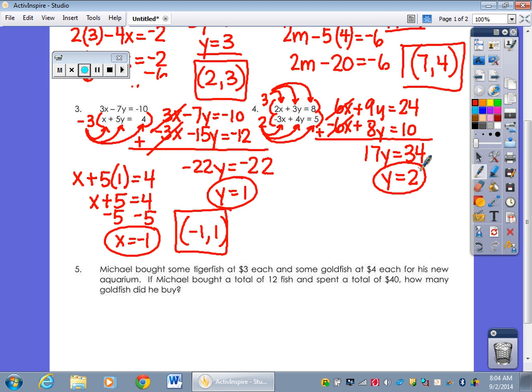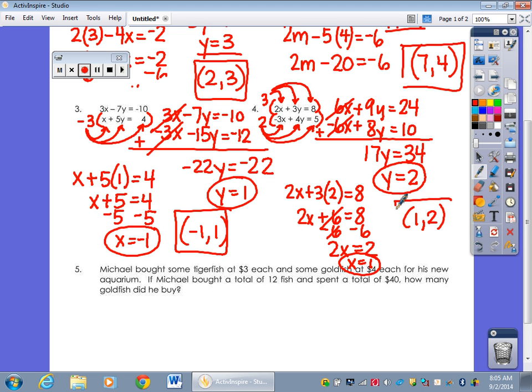Now I'm going to go back and substitute into the original first equation. So 2x plus 3 times 2 equals 8. 2x plus 6 equals 8. Subtract 6. I get that 2x is equal to 2, and so x is equal to 1. My ordered pair is (1, 2).